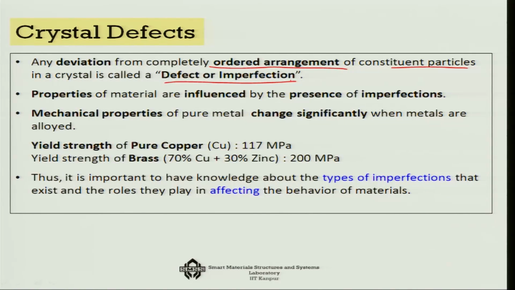Now, why is it important? Because the properties of the material are influenced by the presence of these imperfections. Mechanical properties, for example, of a pure metal change significantly when metals are alloyed. Alloys are an intentional creation of disturbances or defects in a crystal structure to improve the mechanical properties of a metal.